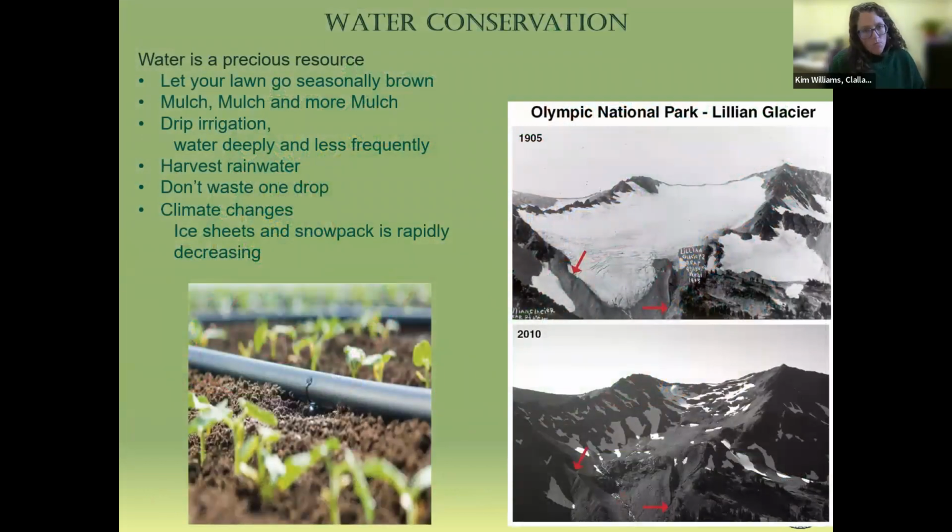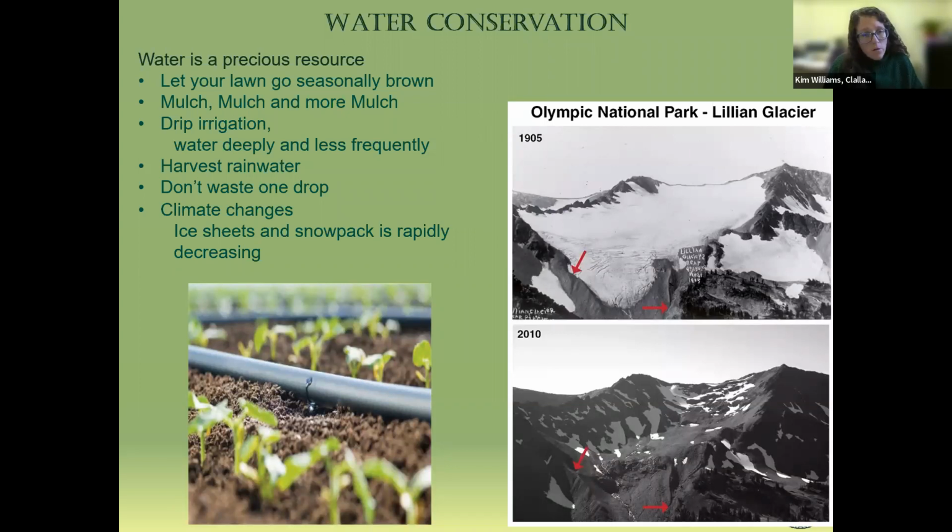So one of the main reasons why we promote native plants in the landscape is for water conservation. Our water resources are at critical levels right now, especially in the Sequim area where we only get 17 inches of rainfall a year on average. And so we promote a lot of water conservation ideas. Like I've talked about, we ask that you let your lawn go seasonally brown because brown is the new green. And we advocate mulch, mulch, mulch. Mulching will hold in the moisture, and you have to water a lot less when you mulch.